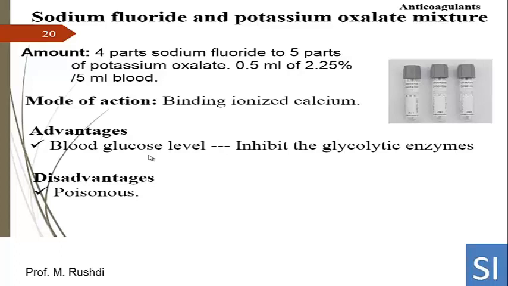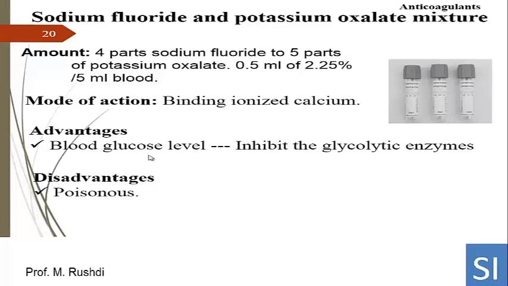plasma glucose level. So in conclusion, there are 5 common types of anticoagulants used to prevent blood coagulation outside the body. The most important is EDTA, ethylene diamine tetraacetic acid, which is used commonly for collection of whole blood for hematological analysis or complete blood count.